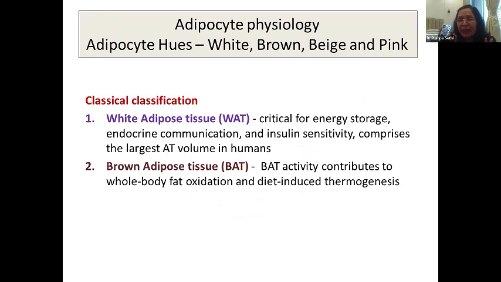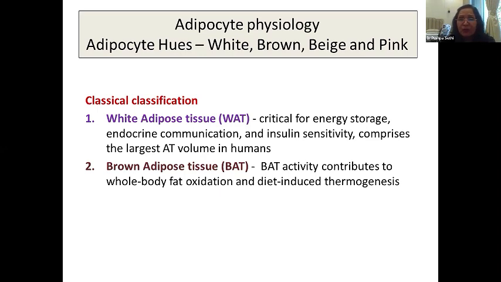The adipose tissue is made up of adipocytes, and the adipocytes are of 4 types that we know of now. They are white, brown, beige, and pink. They are named according to the color, not that they are actually that color, but this is the color that is given to them. The classical classification is white adipose tissue and brown adipose tissue. The white adipose tissue, or WAT, is critical for energy storage. It does endocrine communication and insulin sensitivity, and comprises the largest adipose tissue volume in humans.